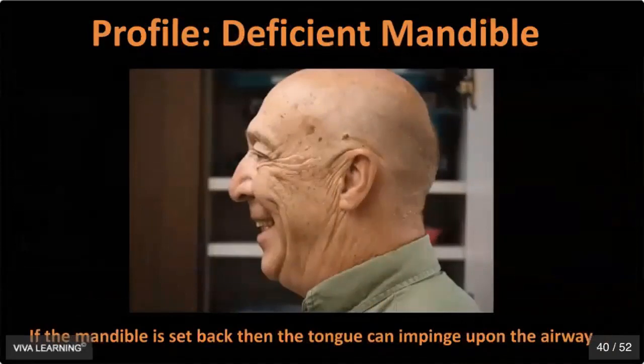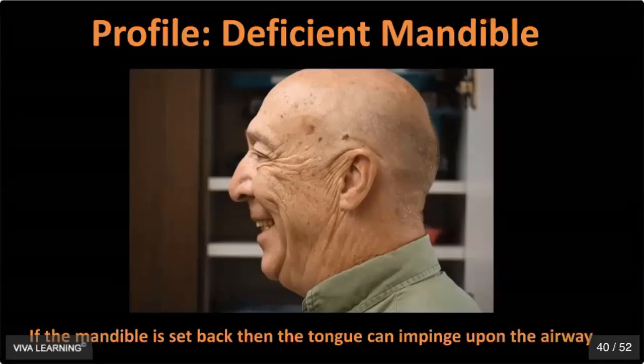Here's a patient with a deficient mandible. Well, the same thing can be said about the mandible. If the mandible is deficient, where's the tongue going to be? It's going to be in the back. And if the tongue is positioned more posteriorly, then again, that can impinge upon the airway.